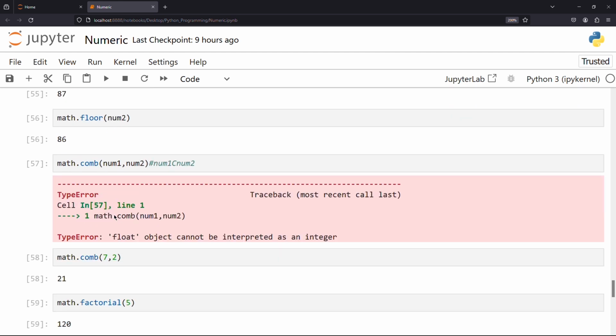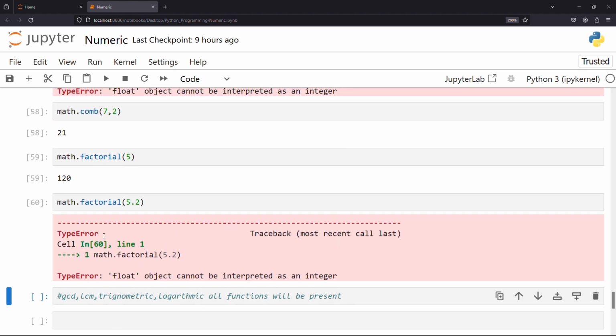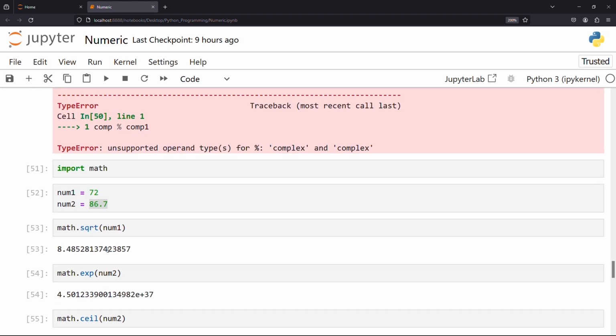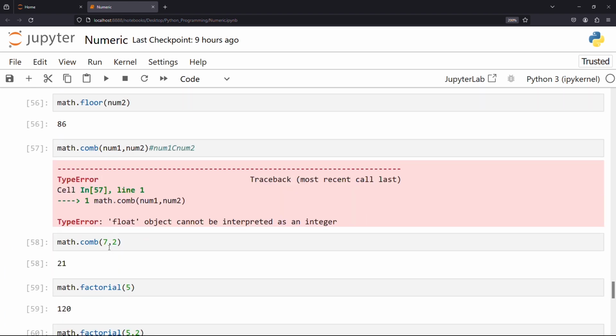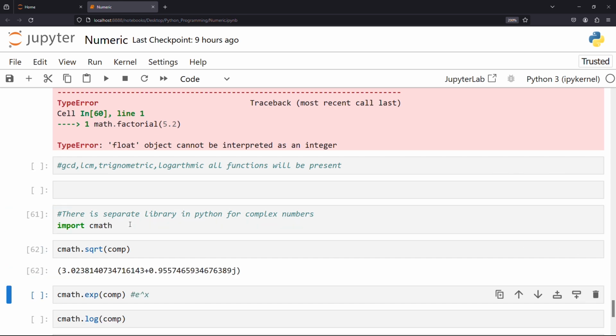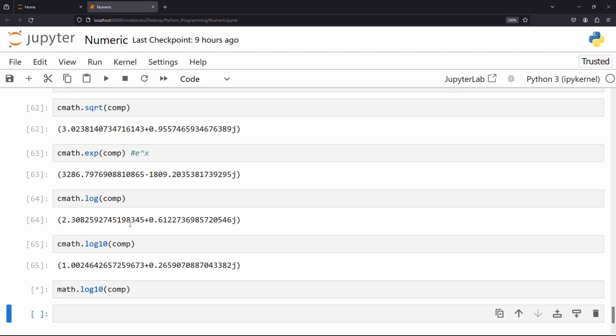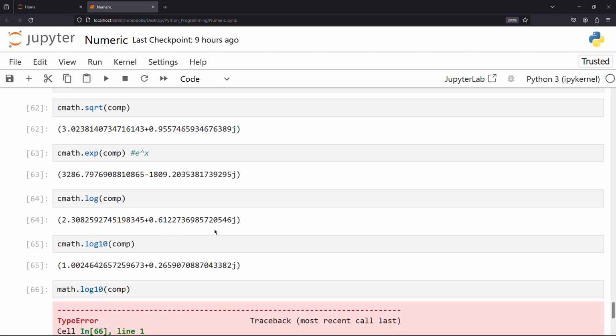So for that, there is another library called cmath. In cmath, you will have almost all these functions, supported on complex numbers. So in cmath, you can have square root and all of this. So let's see whether these are working or not. If you see, square root is working, exponent is working, log is working. So on complex numbers, you can apply all these functions.